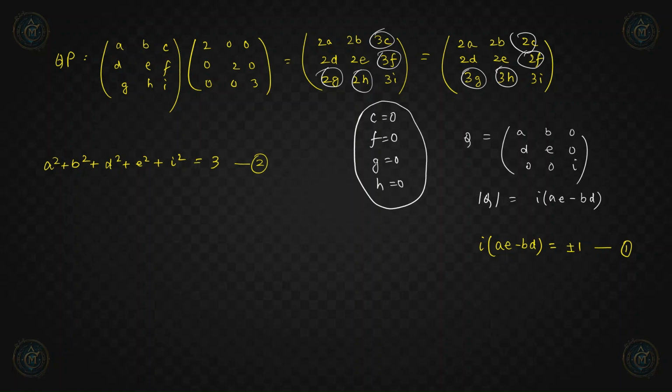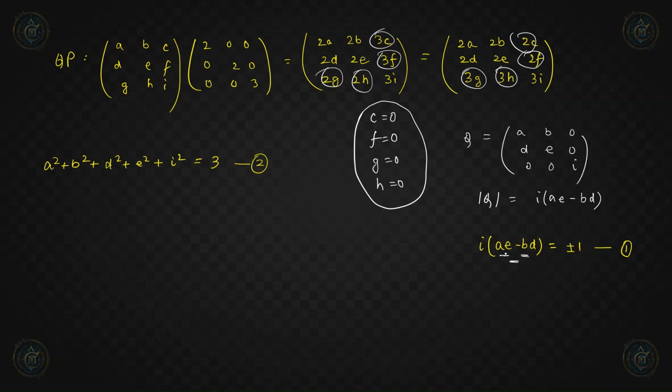Now here is a very interesting thing, I would say, that A, B, D, E and I all are integers. Now tell me, if these are integers, then this thing must be an integer, right? And if this thing is an integer and we multiply it with something other than 1 or minus 1, can it be equal to plus minus 1? No, right?